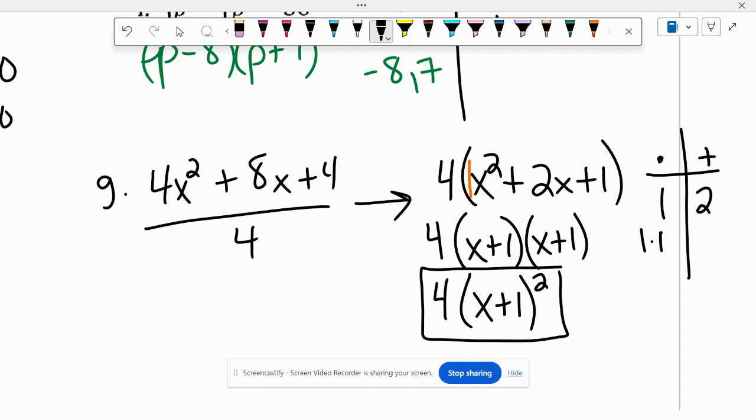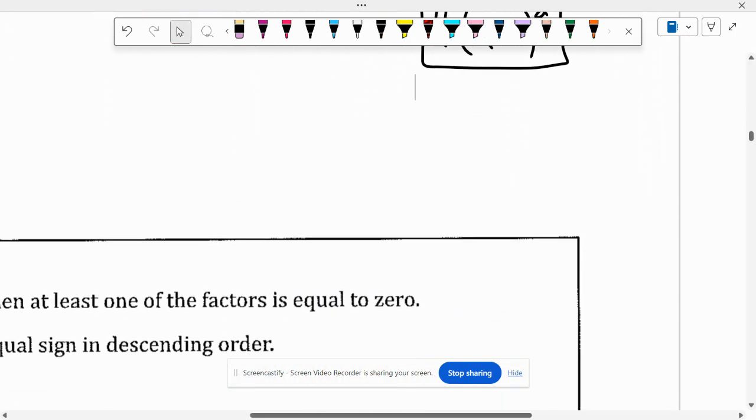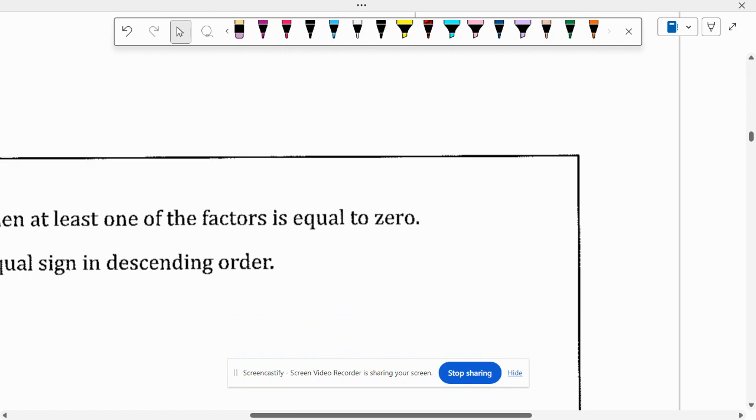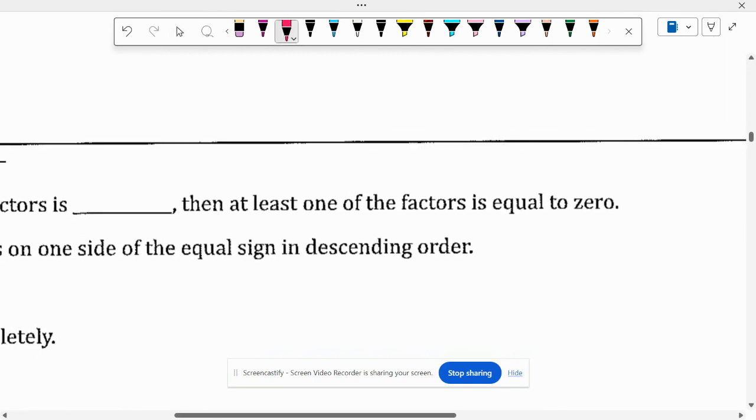That big box down there, the zero product property, says if the product of two factors is 0, then at least one of them is equal to 0. I started the lesson like that, right? Because that's how we had to solve those. So if the product of two factors is 0, that's what's going to go here, a big old 0, then at least one of them has to be 0. Flip it over.